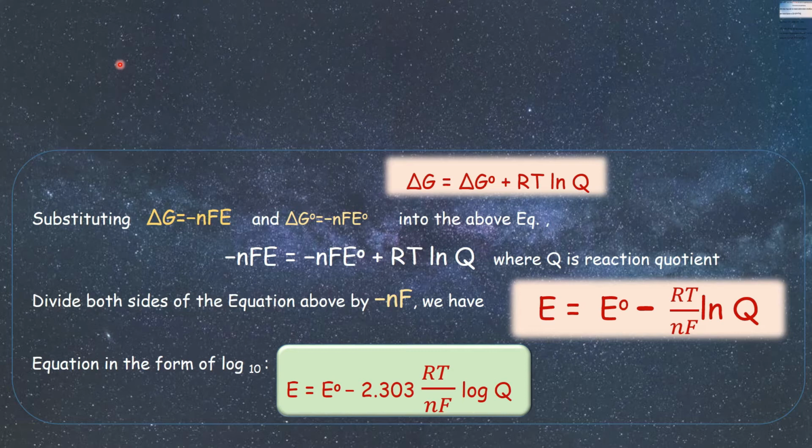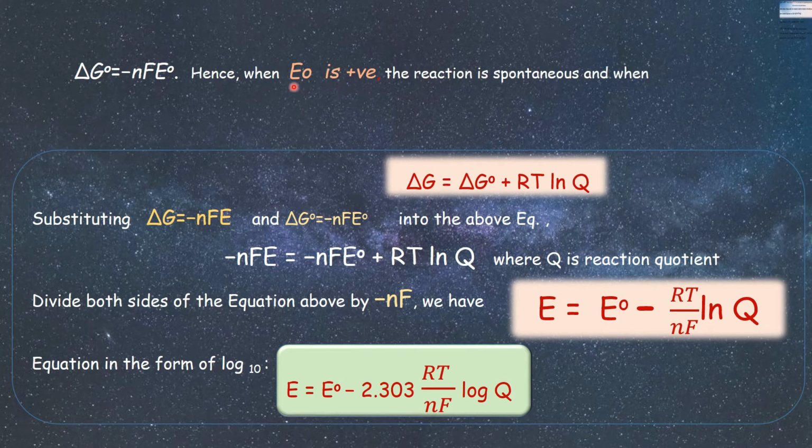Since delta G0 is equal to minus nFE0, we can say that if the cell potential is positive, then the reaction is spontaneous, because the condition for spontaneity is a decrease in Gibbs free energy, or delta G being negative.